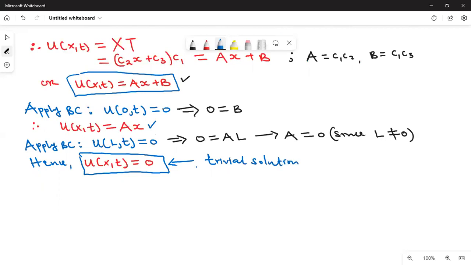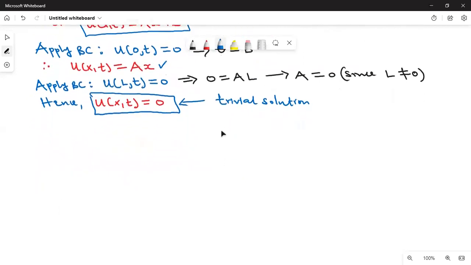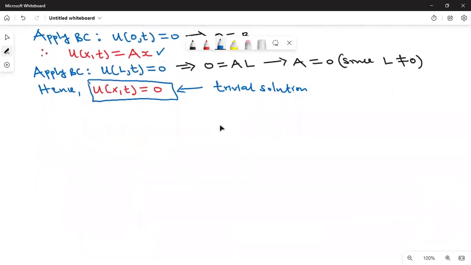What do we realize? That the case where k is equals to 0 leads to a trivial solution. And finally, the third case where k is positive. So we'll write case 3. In this case, k is positive, so k greater than 0.